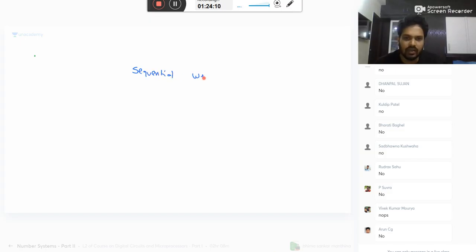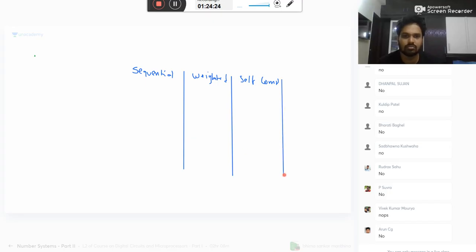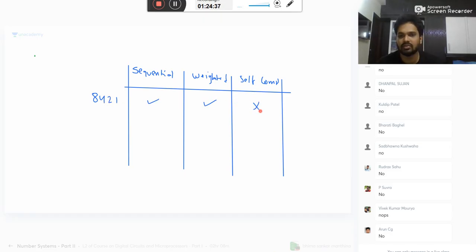Weighted and self-complementary. You can make 3 classifications. If you have 8421, it is sequential, it is weighted, but not self-complementary. If you have 2421, it is not sequential, but it is weighted and self-complementary. Similarly, 8, 4, minus 2, minus 1 also.